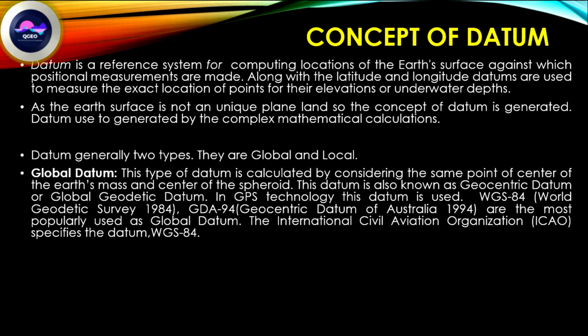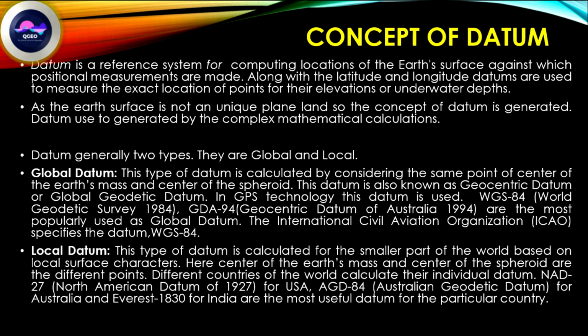WGS 84, where WGS stands for World Geodetic Survey 1984, and GDA 94, which stands for Geocentric Datums of Australia 1994, are the most popularly used global datums. The International Civil Aviation Organization specifies the datum WGS 84.